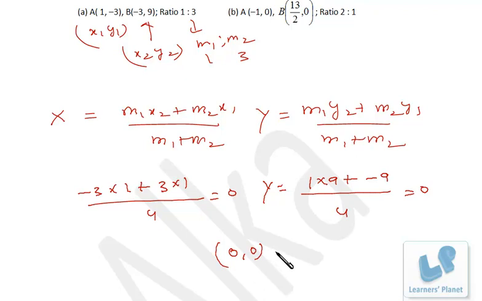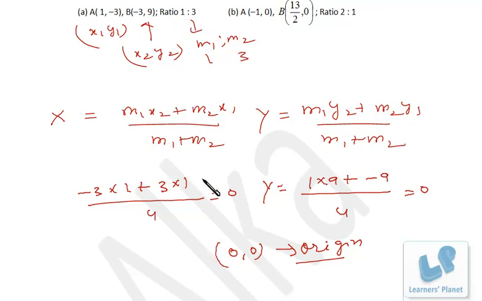So the coordinate of that particular point is 0, 0. That means it is actually the origin. That means the origin divides the line joining points A and B in the ratio 1 is to 3.